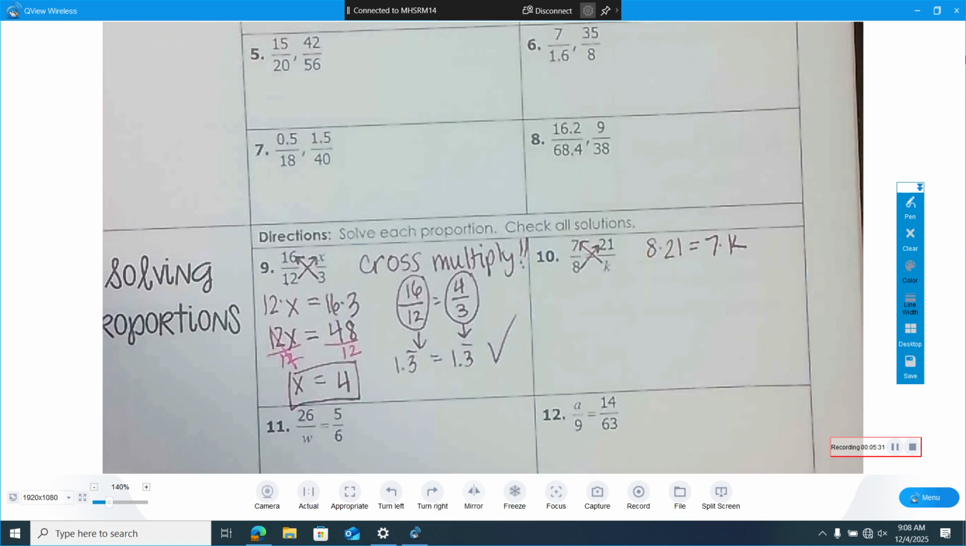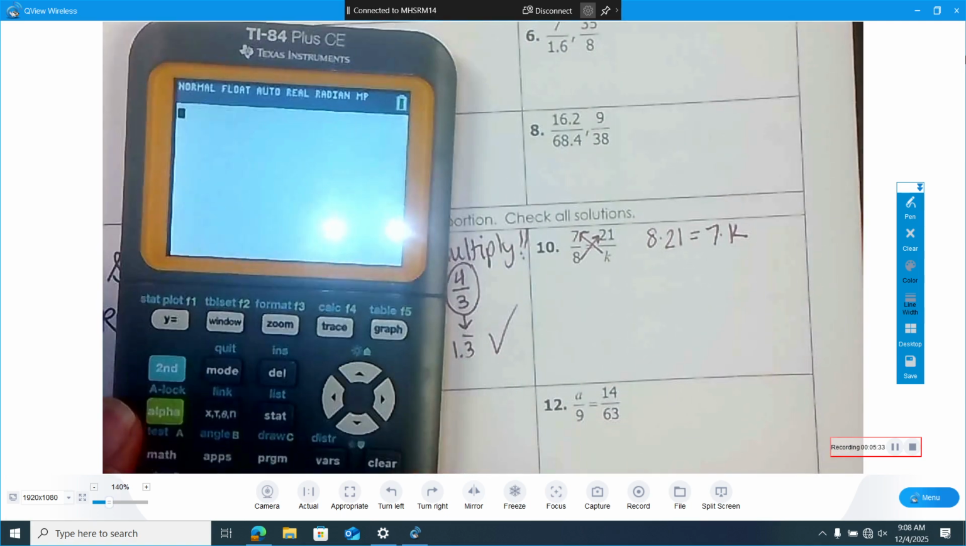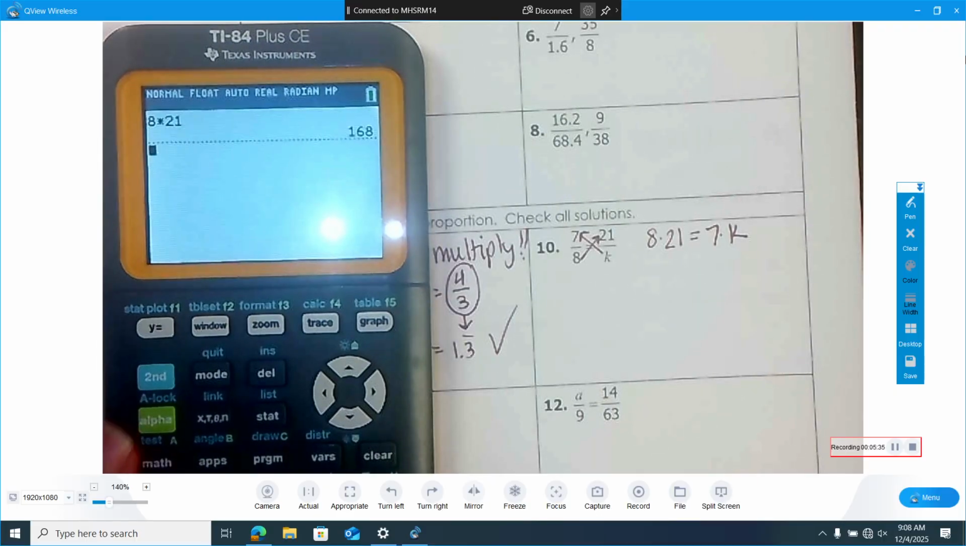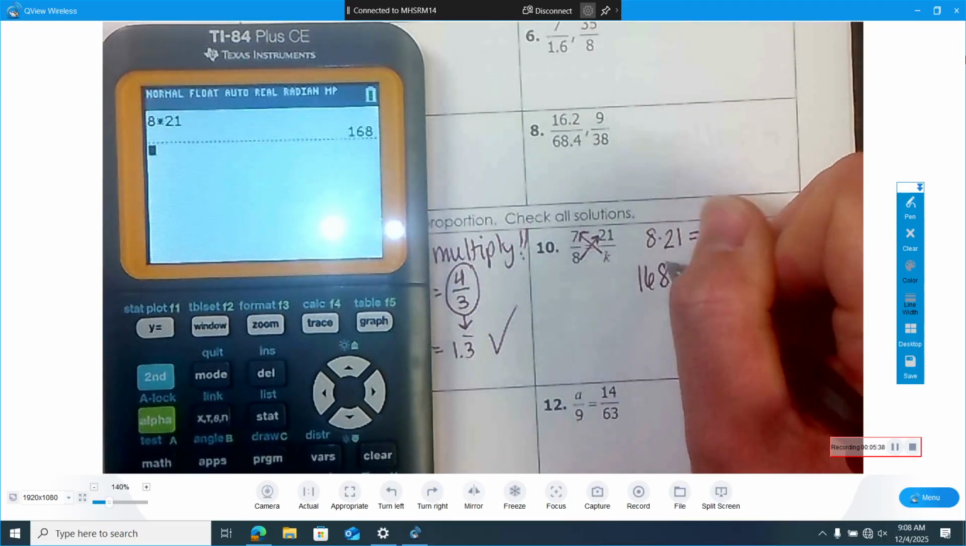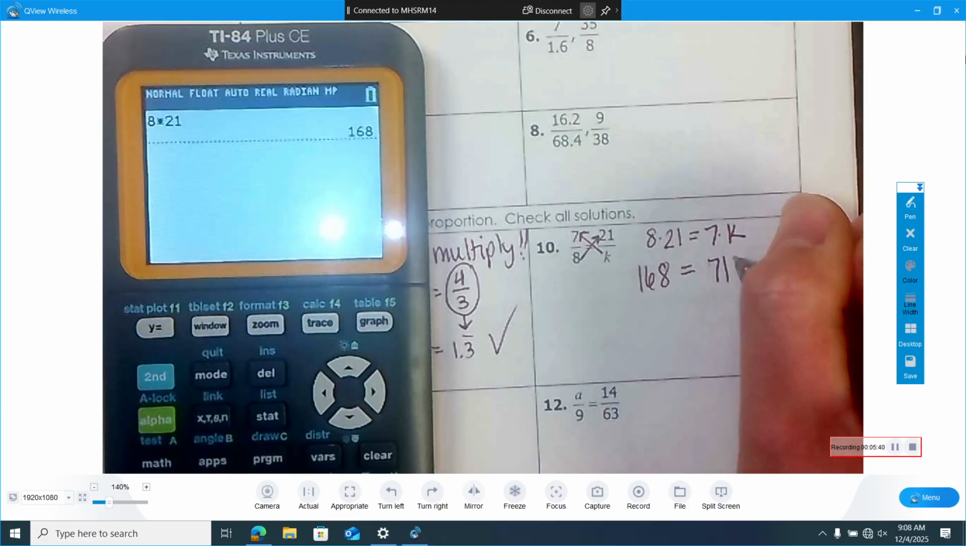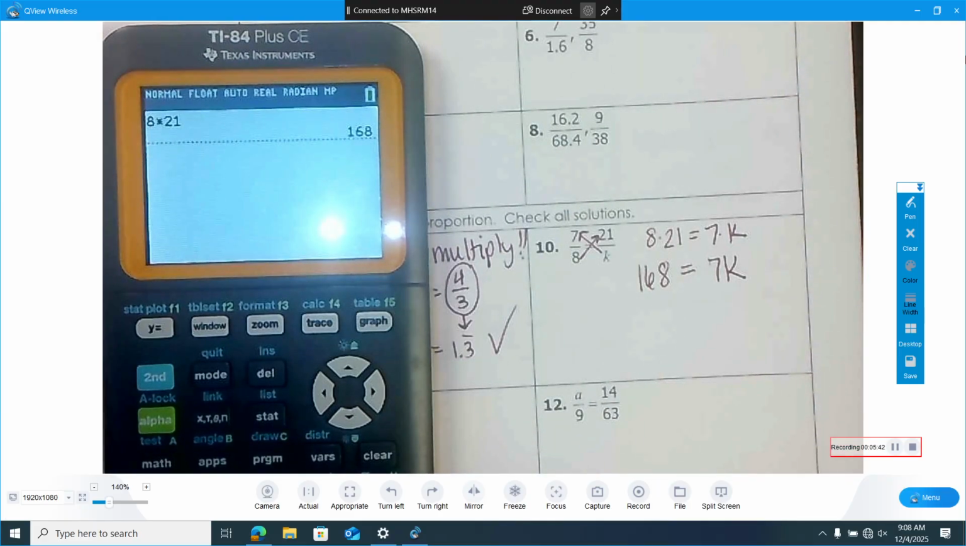I don't know what 8 times 21 is. 8 times 21 is 168, which equals 7K. How do we get K by itself?